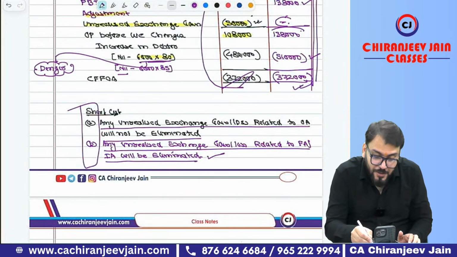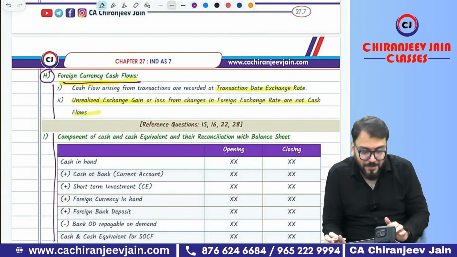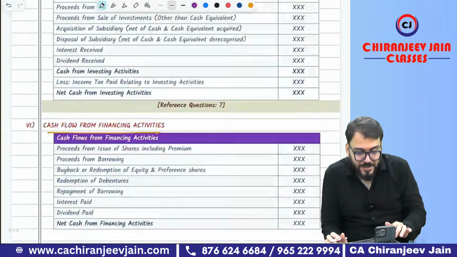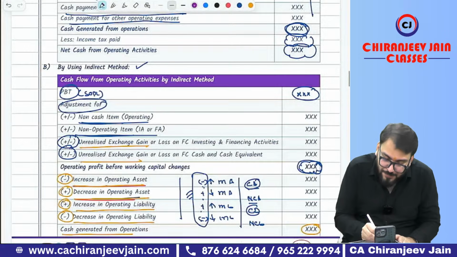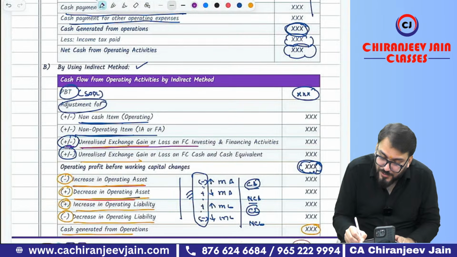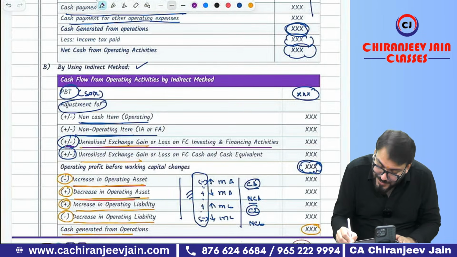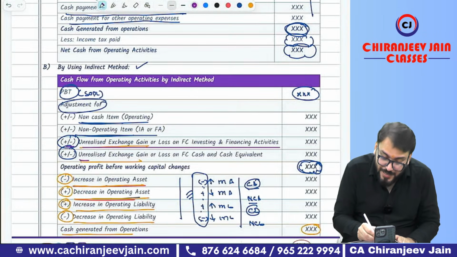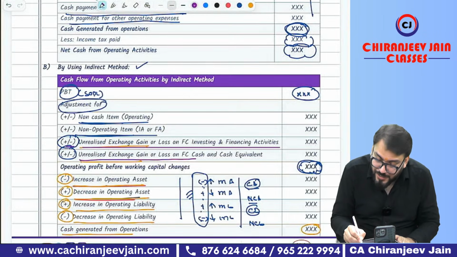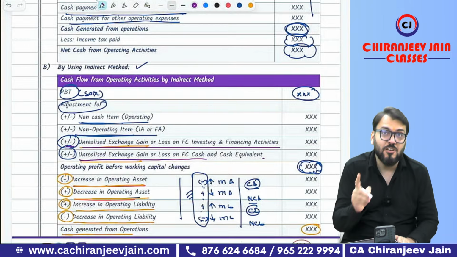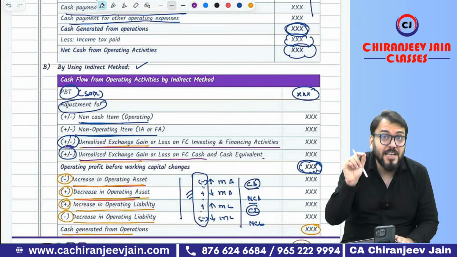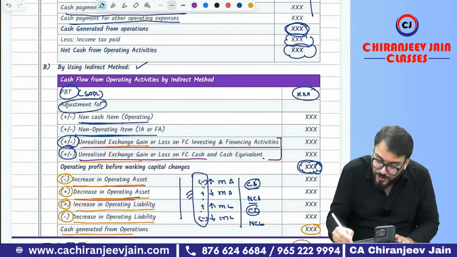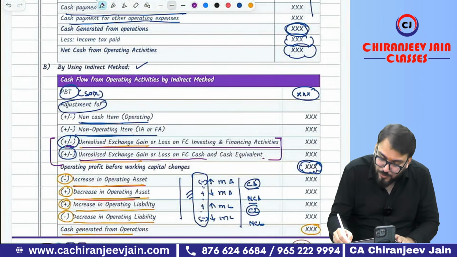Understood. And therefore, in my statement of cash flow, whatever format I have given, that time I said I will explain afterwards. You can see what I have given. Plus minus unrealized exchange gain or loss on foreign currency, investing and financing activities will be eliminated. Similarly, any unrealized exchange gain or loss on foreign currency cash and cash equivalent will also be eliminated. Only unrealized exchange gain or loss related to operating activities will not be eliminated. Have you understood this point?